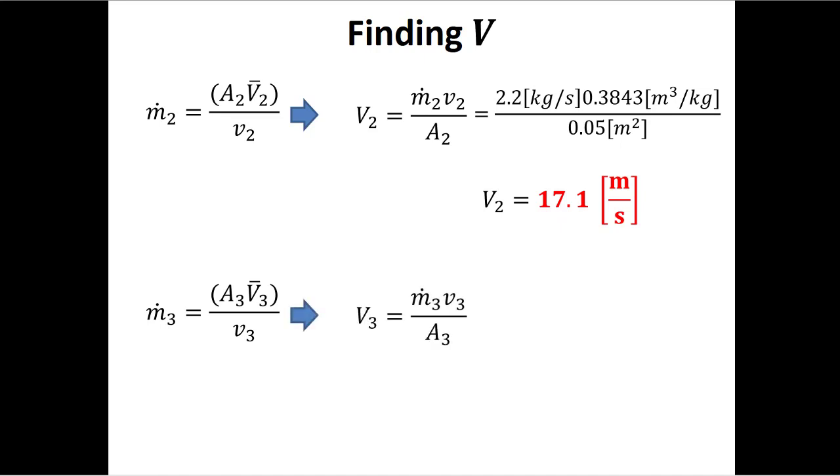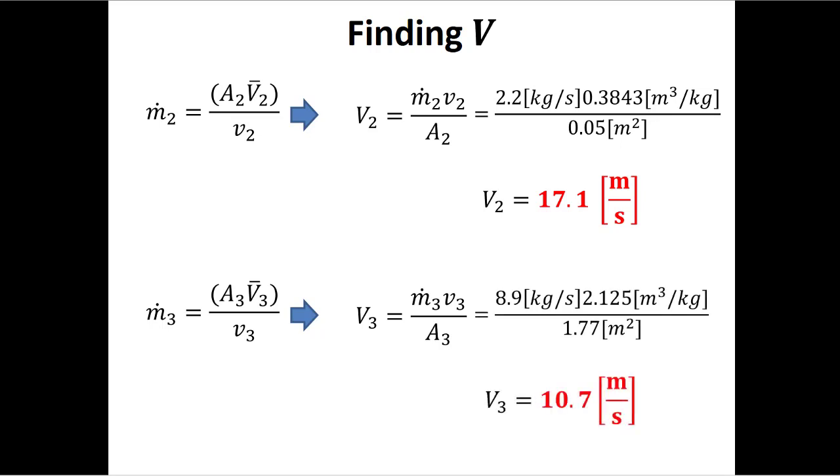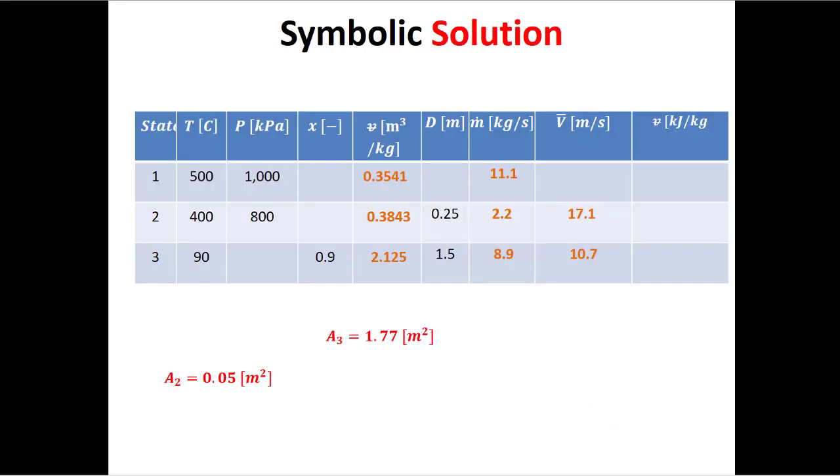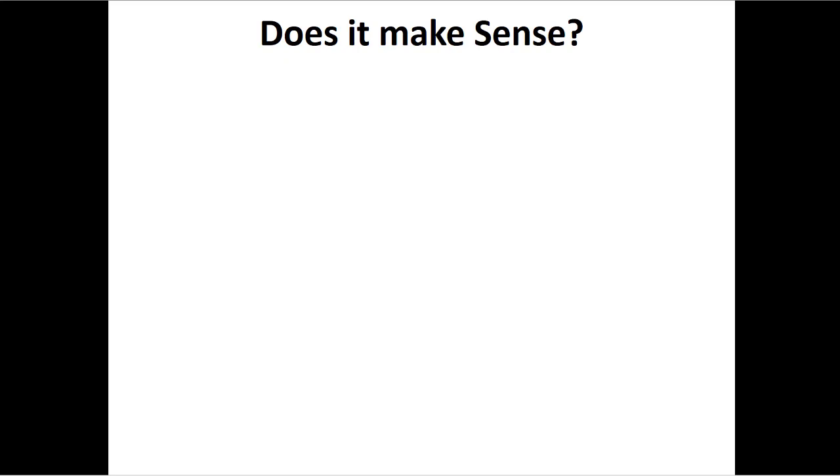Again, we'll use the same equation for the average velocity in the tube. Again, I'll take the values that I have in my table, and I find that my velocity at state 3 is 10.7 meters per second. So now I have answers for the thing that the problem asked me about. I have a velocity at state 2 and a velocity at state 3.